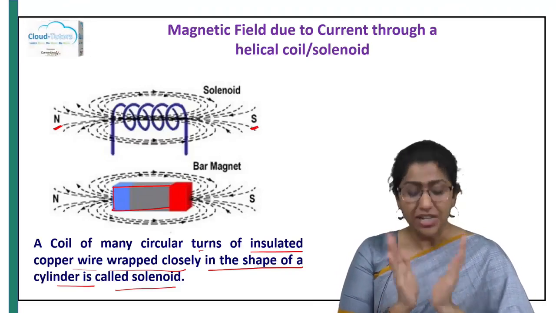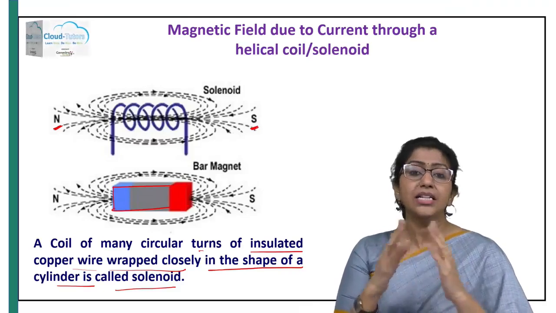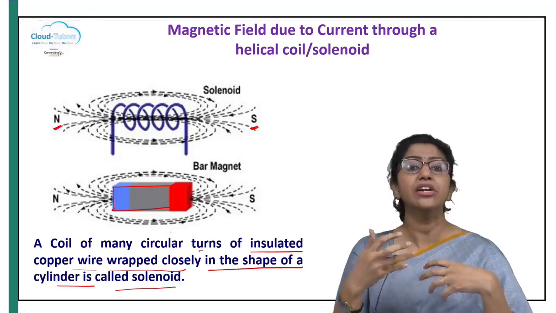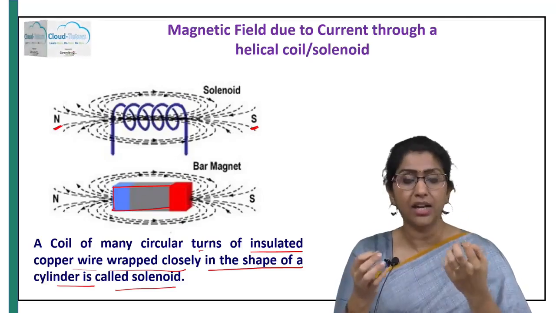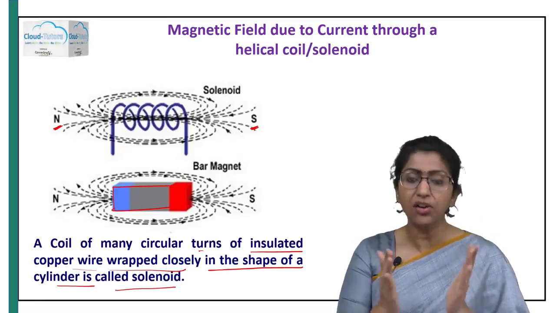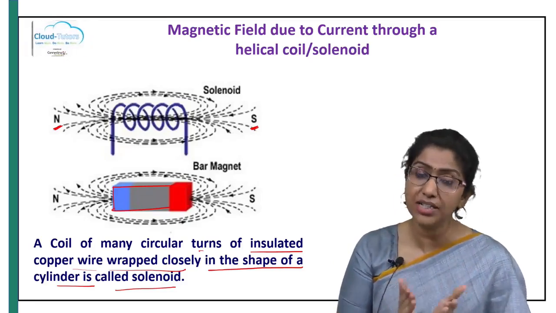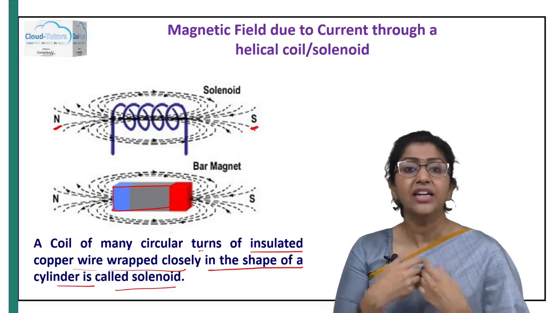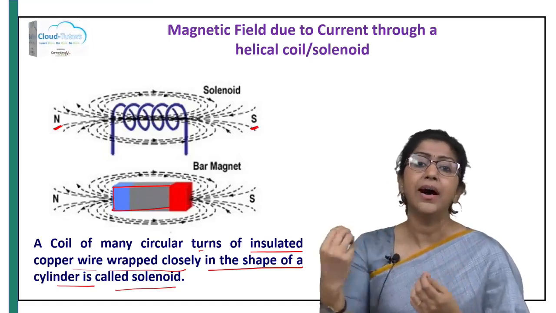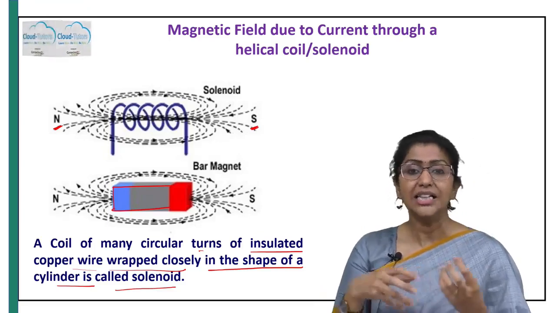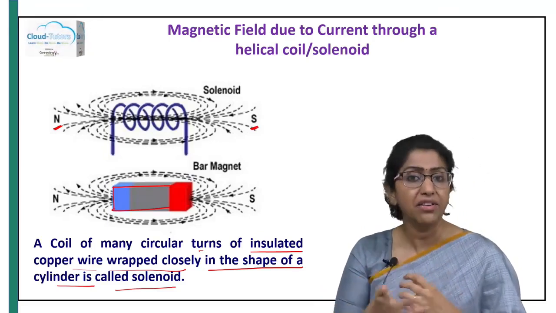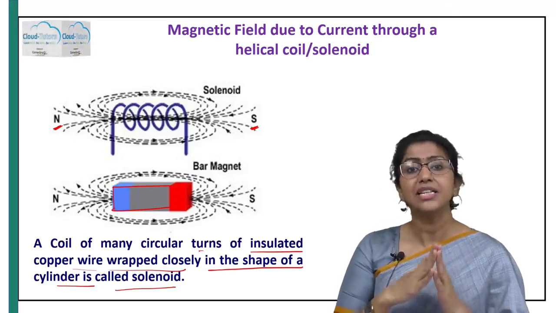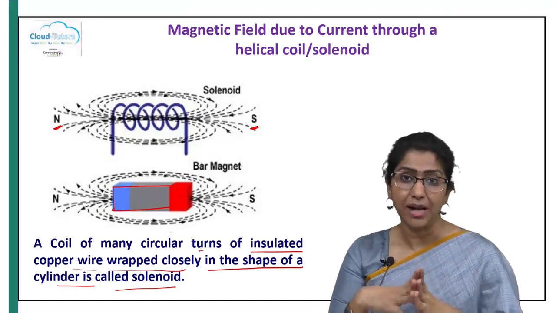So as you can imagine, this particular effect is temporary in nature. If we are trying to build an electromagnet, how do we build an electromagnet? A solenoid is an electromagnet. Why is it called an electromagnet? Because we are creating a magnetic field by the passing of electric current, and this effect is the magnetic effect of electric current, right? So this particular arrangement is called an electromagnet, and it's a temporary magnet.